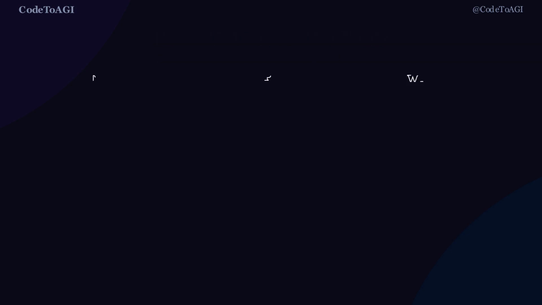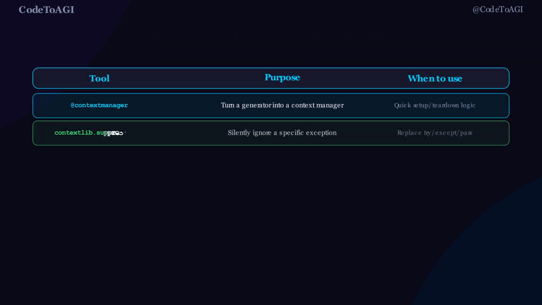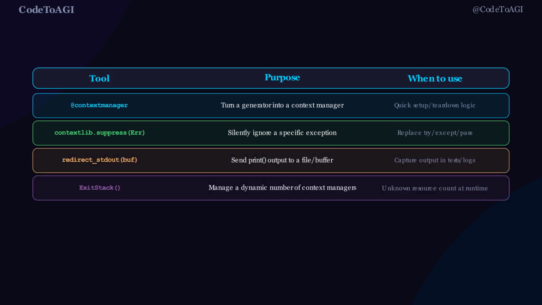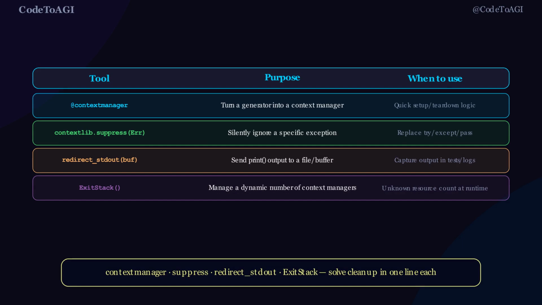Contextlib ships with several tools that solve common cleanup problems instantly. Let's cover the 4 most useful ones. First, contextlib.contextmanager turns a generator function into a context manager, as we just saw. Second, contextlib.suppress. With contextlib.suppress, a file not found error silently ignores that one exception inside the block, replacing a try except pass.